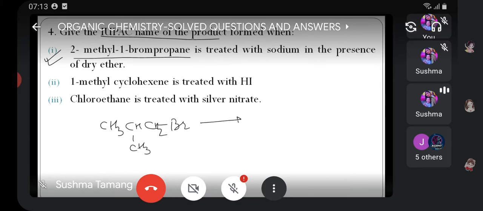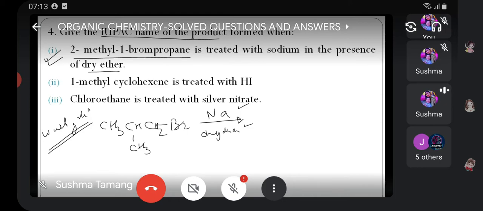It is treated with sodium. Sodium in presence of dry ether. So the moment you see sodium and dry ether, remember, this is the Wurtz reaction. In this reaction what will happen? You will get alkane with double the number of carbon atoms.